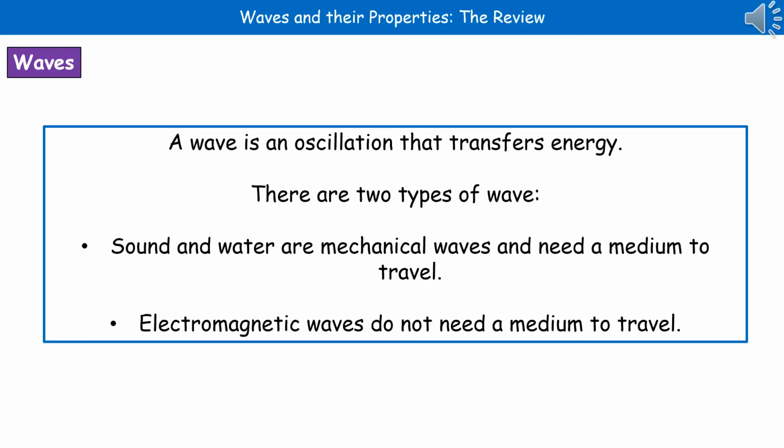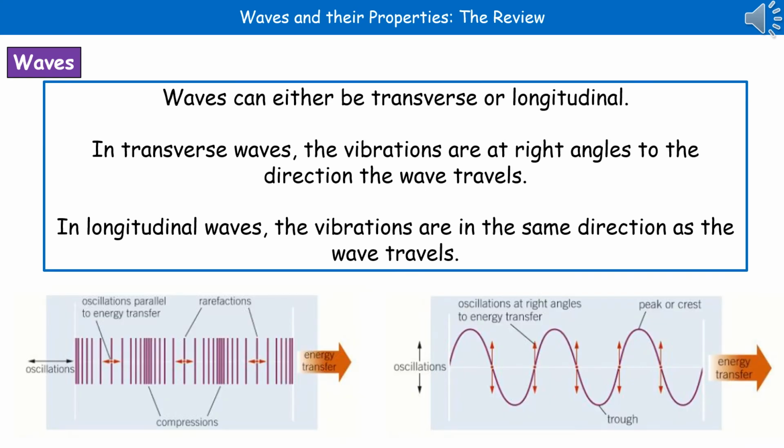In today's physics prep, we're going to have a little look at waves. So a wave is an oscillation that transfers energy, and we've got two types of wave. Mechanical waves that require a medium to travel, like sound and water, and electromagnetic waves which do not need a medium to travel.